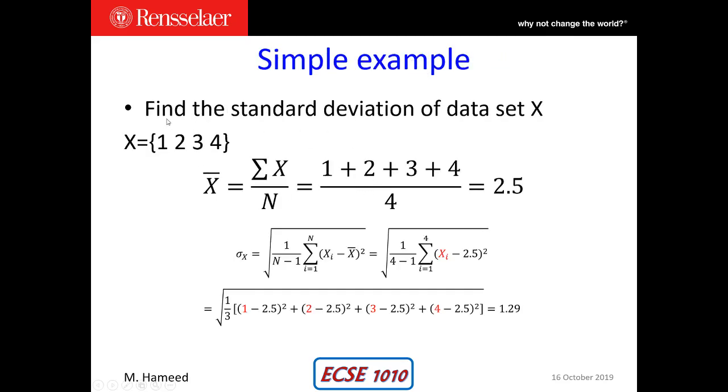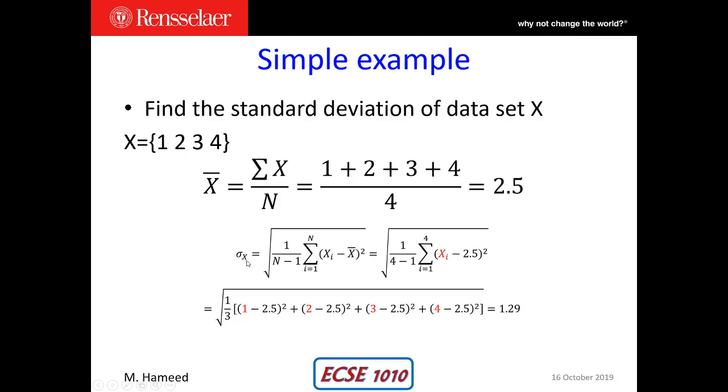So let's take a very simple example of a data set with values 1, 2, 3, and 4, and see how we can find the standard deviation of this data set. Well, let's first find the mean of X. The mean of X is going to be the summation of all the values in X, 1 plus 2 plus 3 plus 4, divided by the number of values in X, which is 4. So we sum up all those values divided by 4, and we get a mean of 2.5. This is the arithmetic mean, or the average.